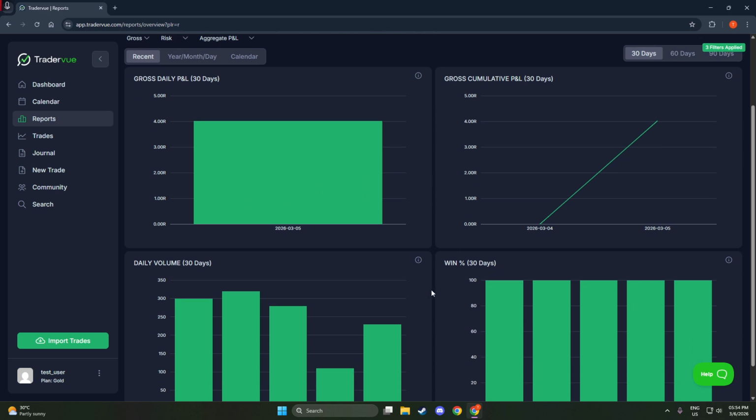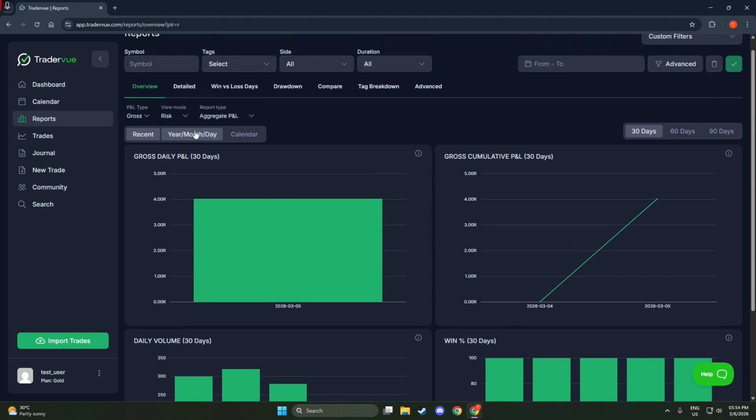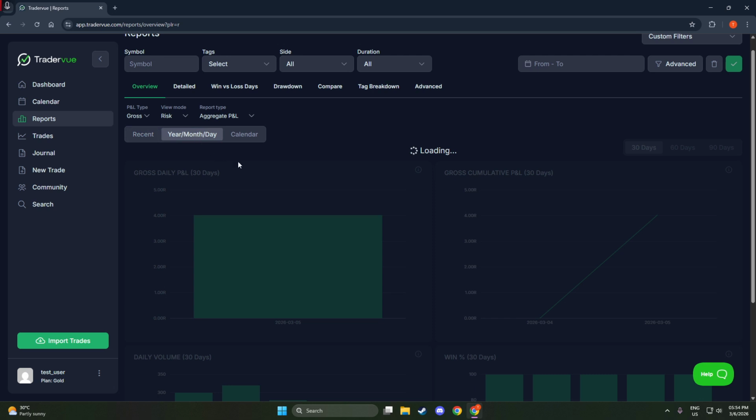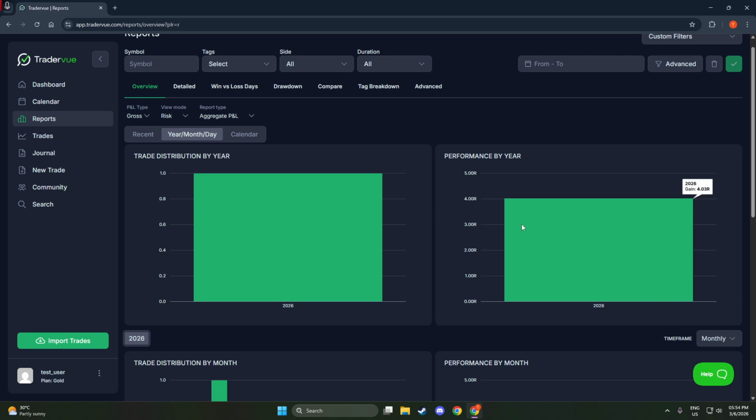A few tips as you review. Use R to assess whether your winners are meaningfully larger than your losers and whether your average R per trade is trending in the right direction. Stay consistent in how you calculate and enter risk so your reports remain accurate. That's all there is to it. Set your initial risk on the trade, then switch your reports to R and let the numbers speak clearly.